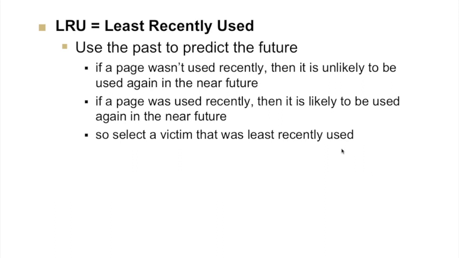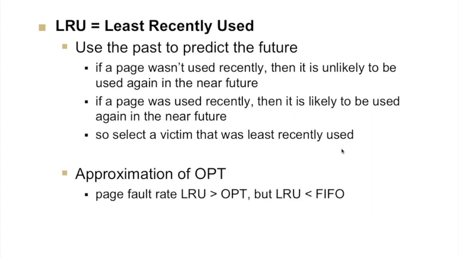Therefore, we can select the victim that was least recently used. If we've been using pages, we want to keep them in memory. And if we have not used them in a while, those are the ones that we're going to go ahead and evict. It's an approximation of the optimal algorithm, which means we're not as good as optimal, but we're better than FIFO. So the page fault rate, the number of times the page fault occurs, is greater than optimal, but the page fault rate is much less for LRU than it is for FIFO.